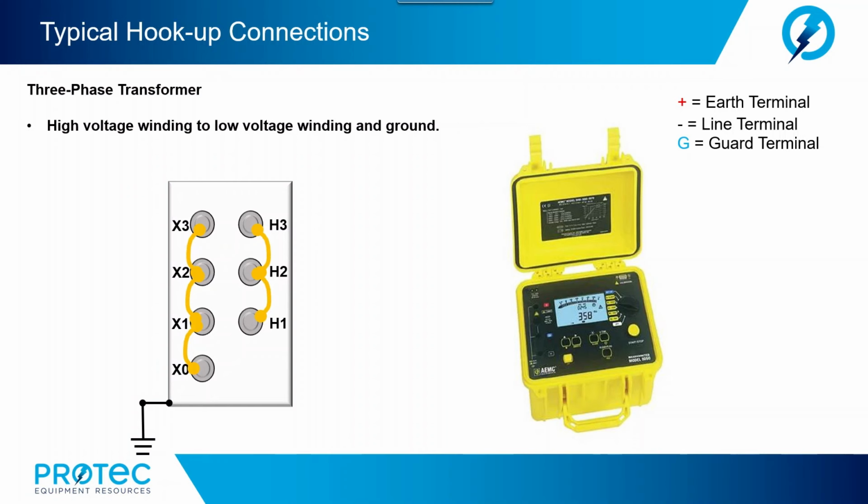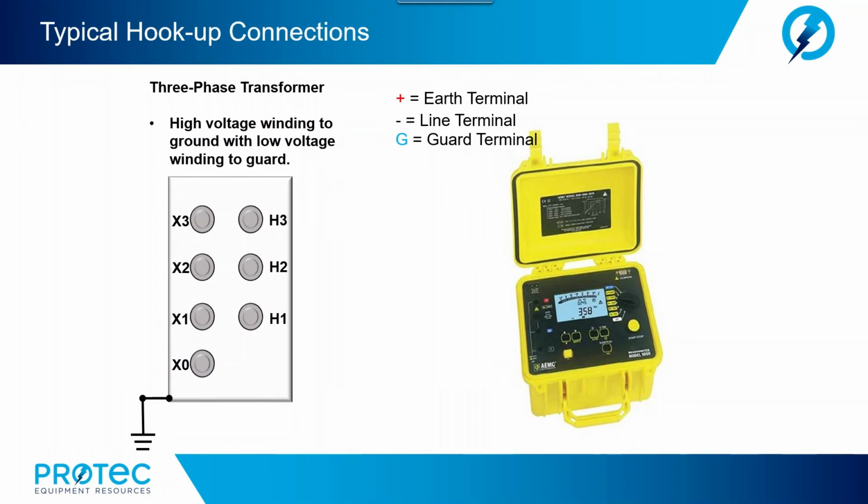Now, continuing on with this measurement of high voltage winding to low voltage winding and ground, we will next go ahead and connect the positive terminal to the X windings, the negative terminal to the H windings, and notice how the X windings are also, the XO is tied to the chassis or ground of the transformer tank. So in this configuration, we will now measure any leakage current that is going from high to low and any leakage current that is going to ground.